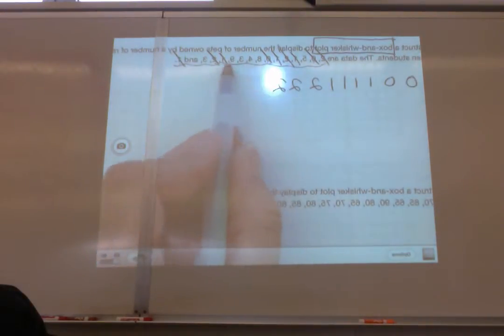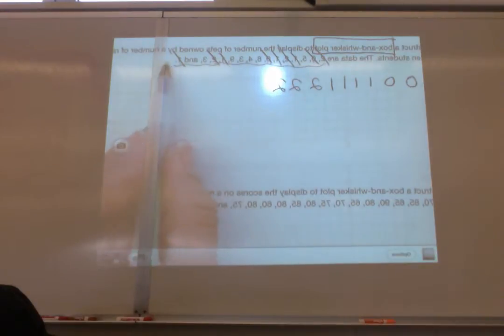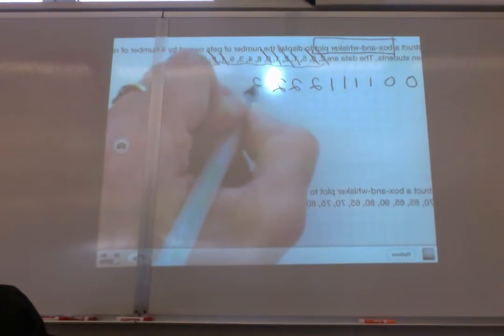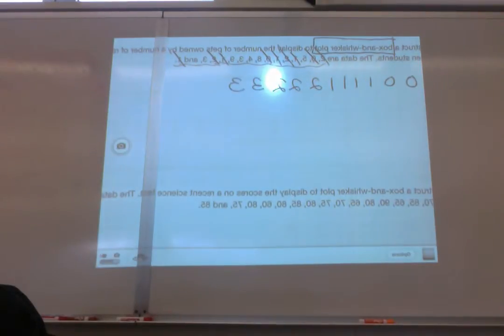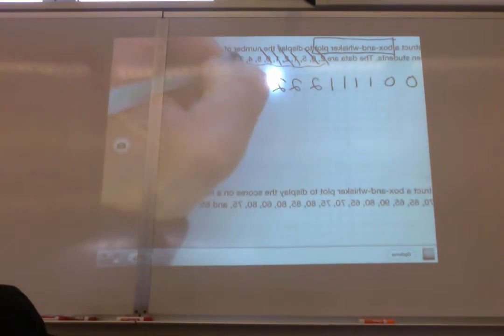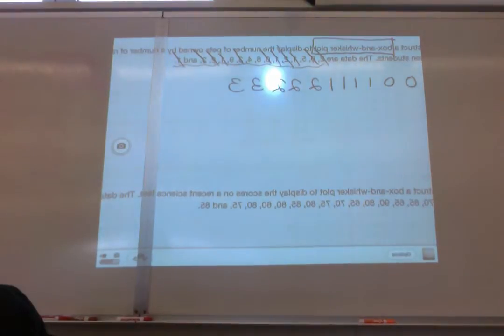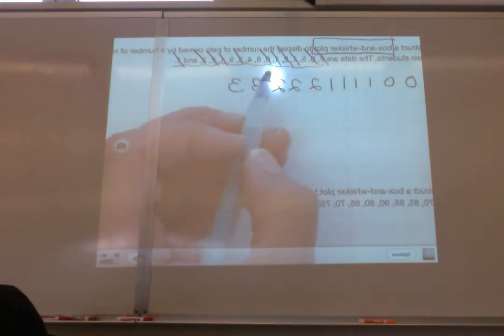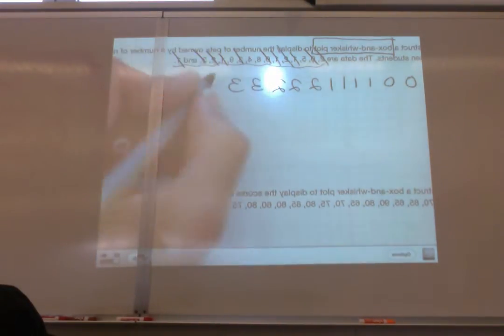Okay. Double check. No more hiding 2s. Now I have a 3 here and a 3 there. I see two 3s. Are you with me? Goodbye to that one. Goodbye to that one. Be systematic about this. And then there's a 4.